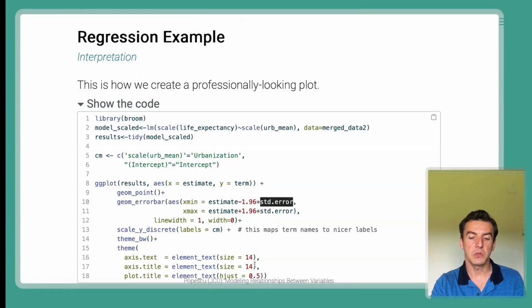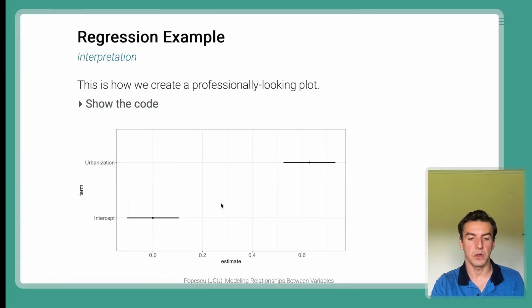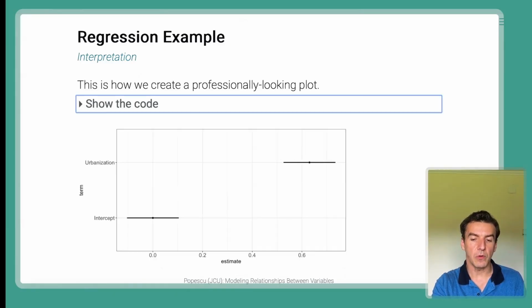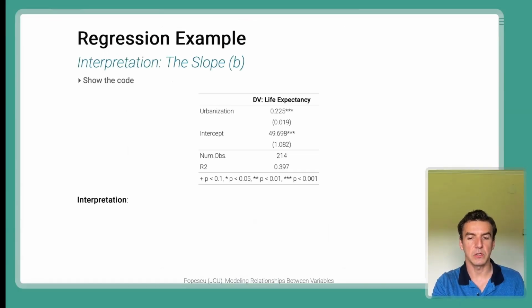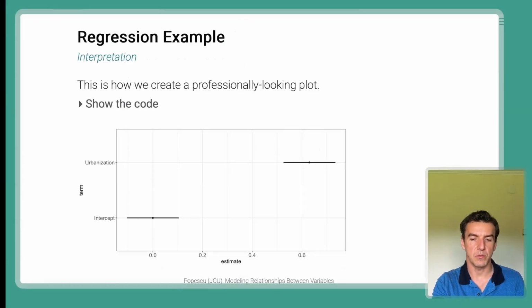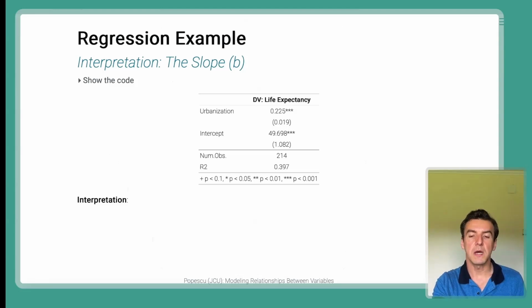And then I'm just adding a few additional aesthetic choices for my coefficient plot. So finally, the coefficient plot looks like this. The table and the plot tell you exactly the same story. It's really up to you to decide how to interpret. But back to the table. So how do we interpret this table, right?